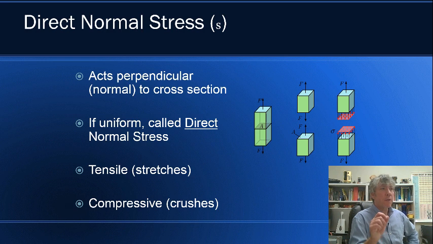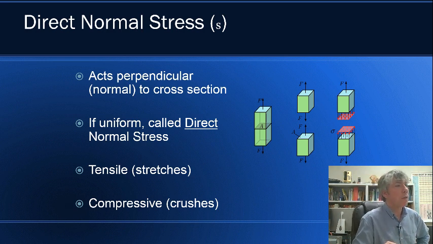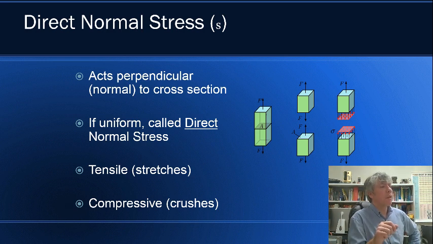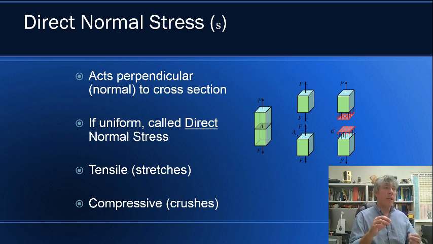All right, so when we talk about direct normal stress, I don't know why I have an apostrophe or a parenthesis S there. Maybe stresses. I don't remember why I put that there. But anyway, when we talk about direct normal stress, we're talking about one of the simplest cases of stress. We're talking about the case where the stress is normal to the cross-section.